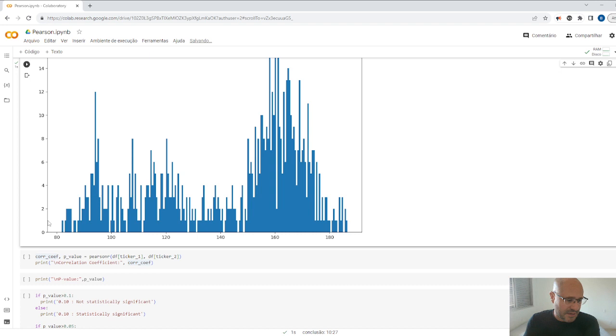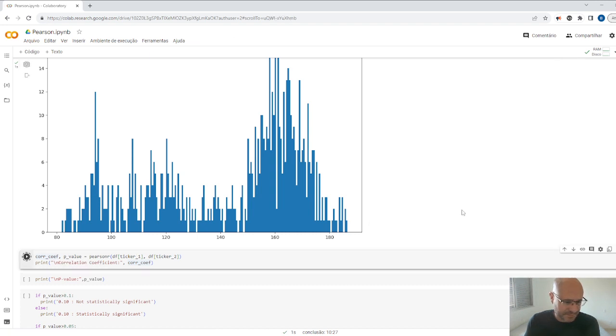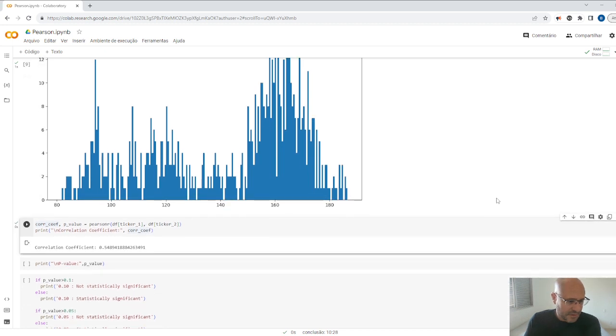Now let's see the correlation. Let's run the Pearson correlation here. Well, we got a positive correlation, which means that if one increases, the other one increases as well. But it's not a really high correlation. There is not a really high correlation between them, because it's just 0.5.